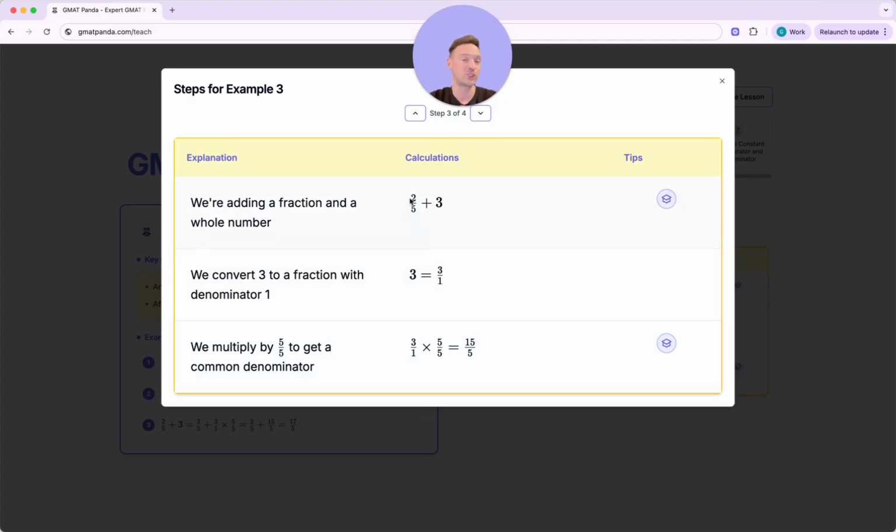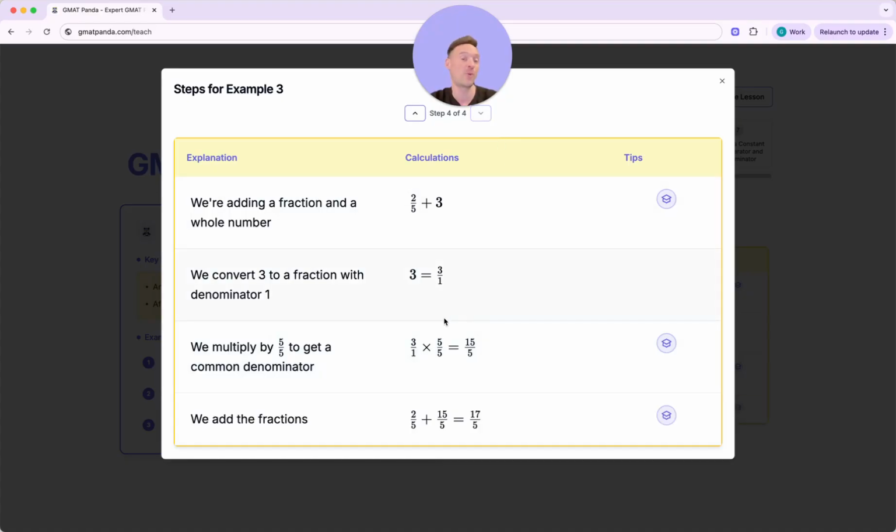For 2/5, that denominator is 5, and for 3/1, that denominator is 1, so a simple common denominator is 5 times 1, or 5. Okay, and we want to change the second fraction so that it's also over 5. To do that, we multiply top and bottom by 5. So we get 3 times 5 equals 15 over 1 times 5 equals 5.